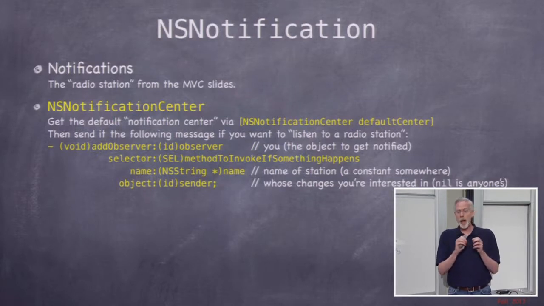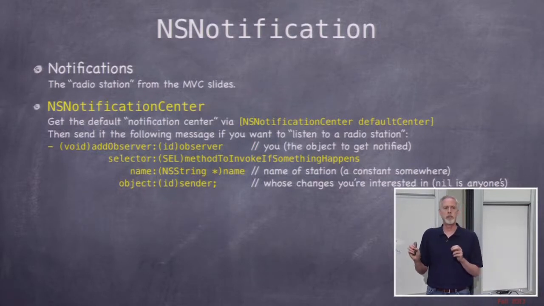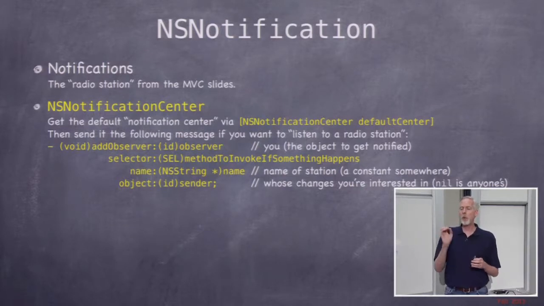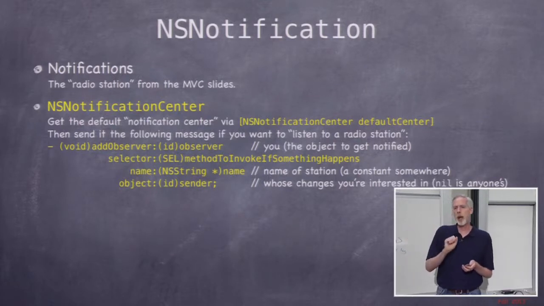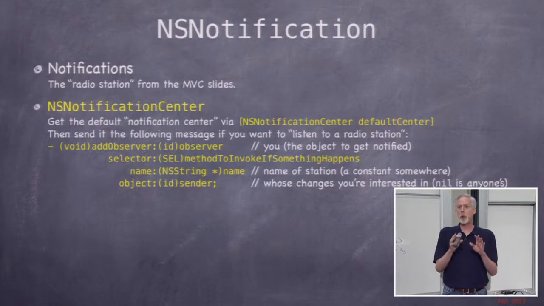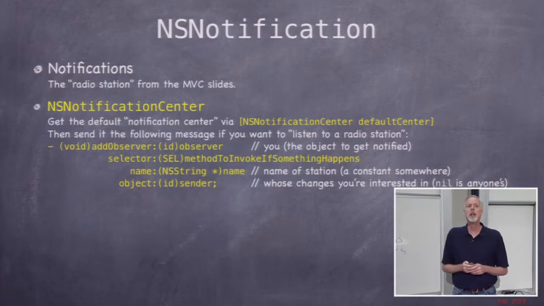Selector is the method inside of the observer that you want to be called when something appears on the radio station. Some broadcast happens. Okay? Name is the name of the radio station, which radio station you want to listen to. And sender there, object, that's if you only want to listen to radio station broadcasts that come from a certain other object. Often you pass nil here, which means if anyone broadcasts on that frequency, I want to hear it. Okay? But it is possible in certain cases to say I'm only interested in changes in the radio station generated by this object. So that's what you would put for the sender there.